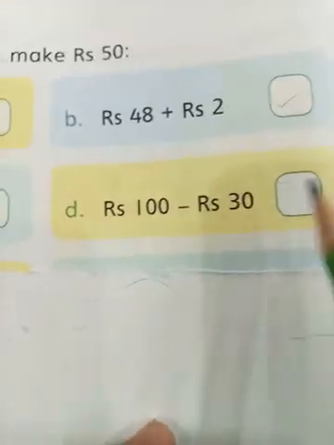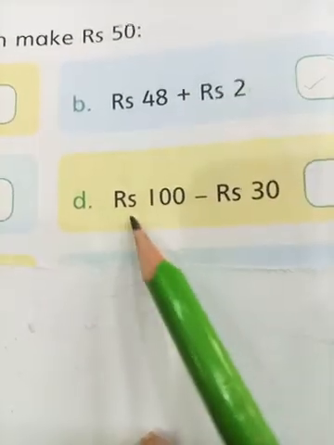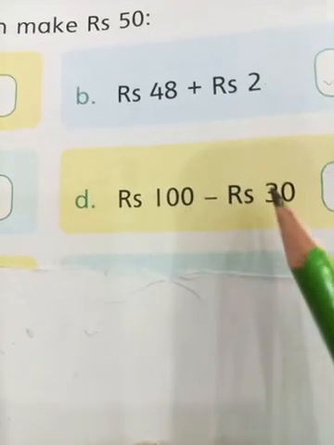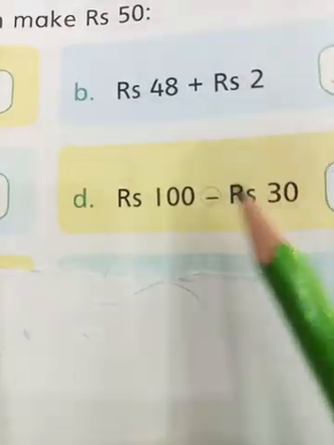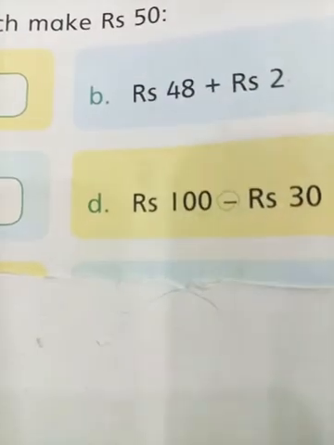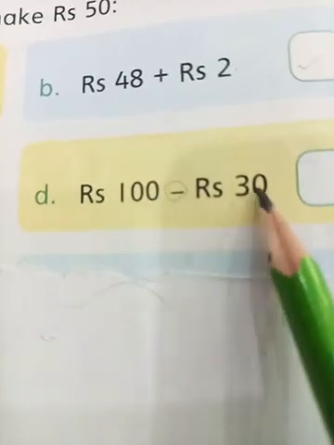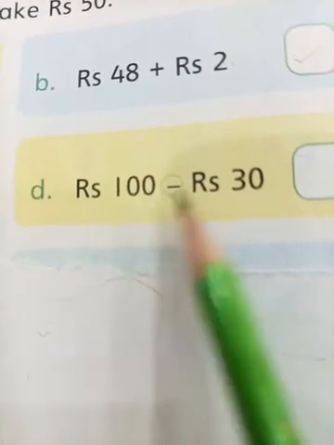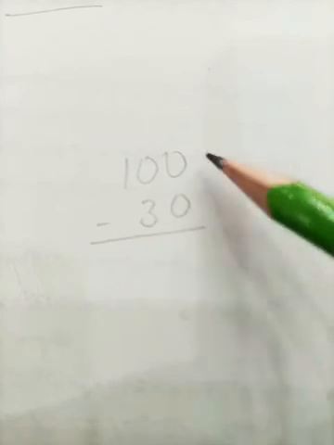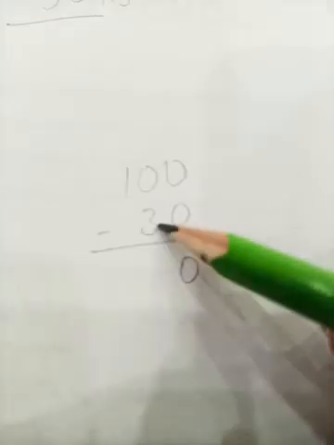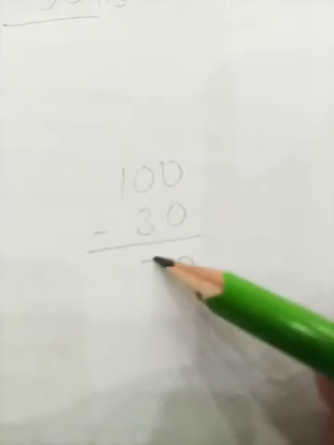Next is part D, in which we have 100 rupees and we are going to subtract 30 rupees from these 100 rupees. Look students, here you have a 100 rupee note and you are giving 30 rupees to your friend. You will be left with how many rupees? Now students, let's subtract 30 rupees from our 100 rupee note. 0 minus 0 is equal to 0. So 3 cannot be subtracted from 0. We will take this one as a carry and this will become 10. 10 minus 3, this is equal to 70.